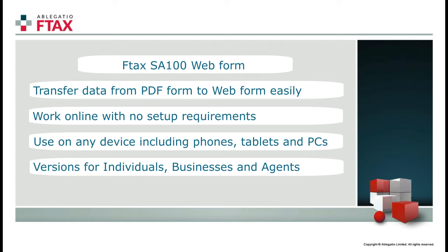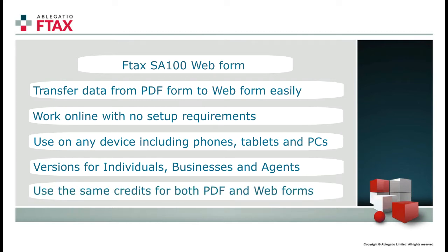Different versions of the FTAX SA100 web form are available for individuals, businesses and agents. If you need to declare income from a UK property or any foreign earnings, you will need the business version of the form.